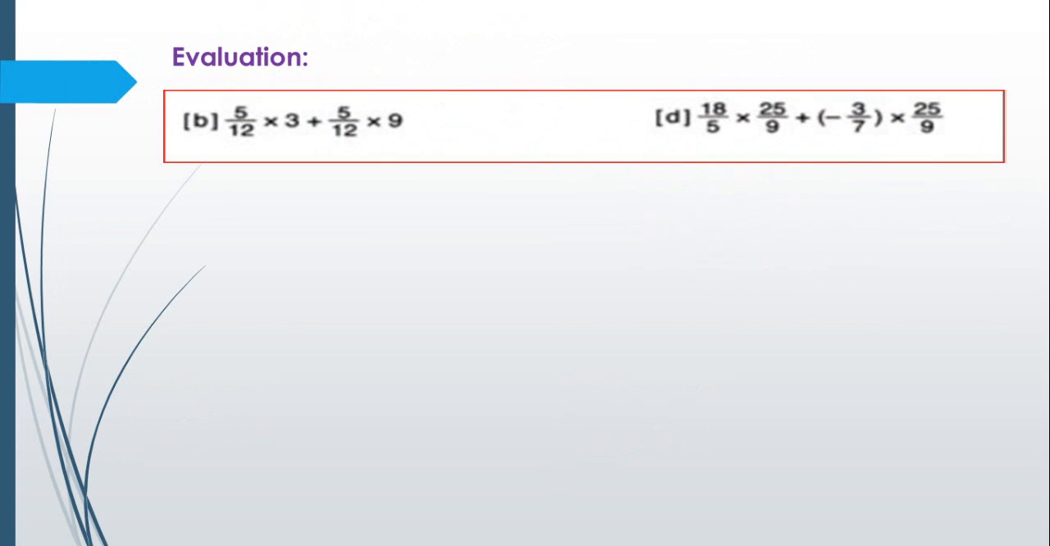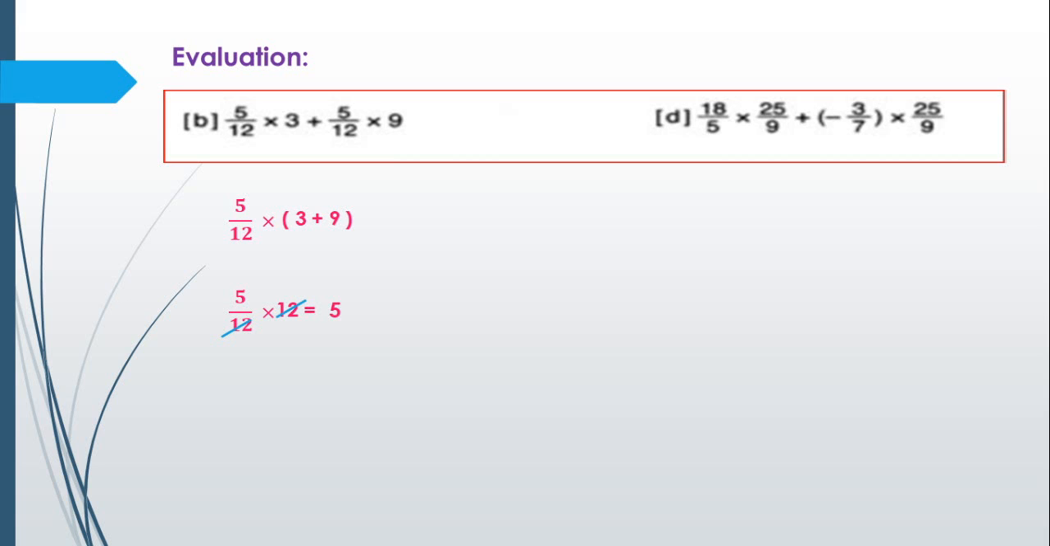Another example, 5 over 12 times 3 plus 5 over 12 times 9. The common number is 5 over 12. And we have 3 plus 9. 3 plus 9 equals 12. 5 over 12 times 12. Simplify 12 with 12. It will be 5.